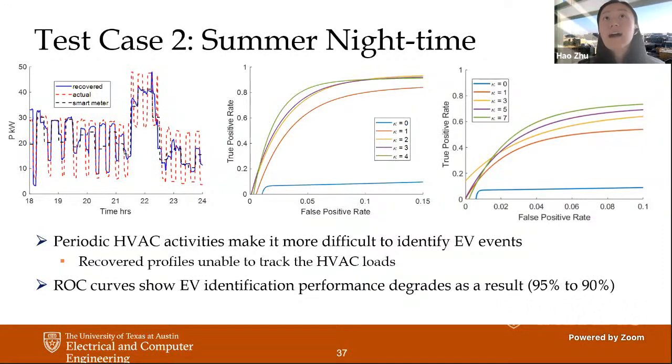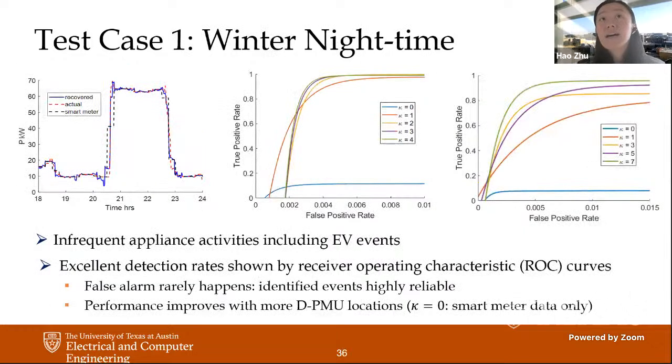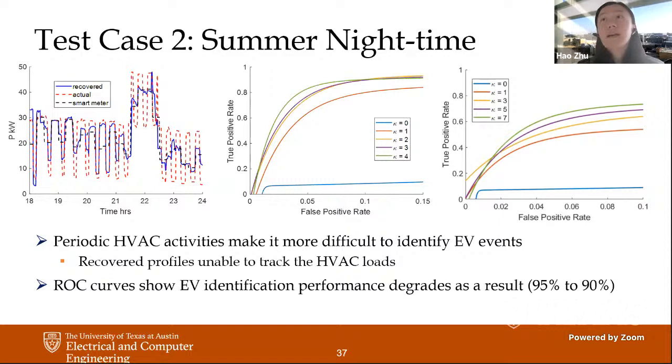And the same ROC curve shows that, yes, by using the feeder level D-PMU data, we can significantly improve the identification rates. But compared to the winter results, this success rate has decreased, due to the presence of HVAC activities.